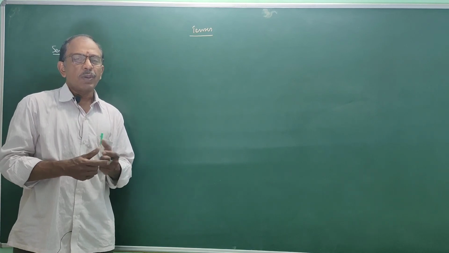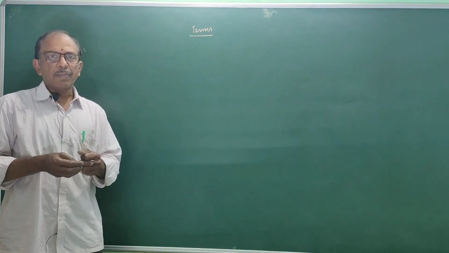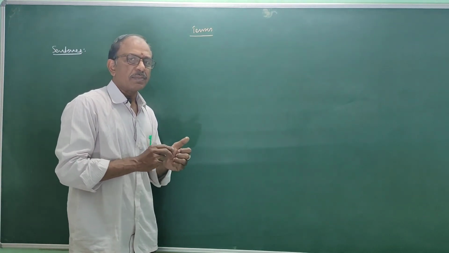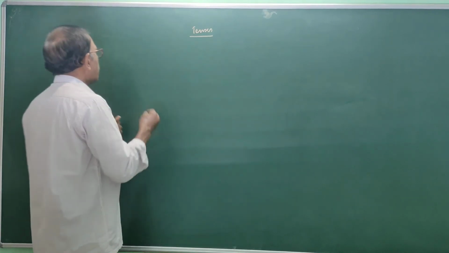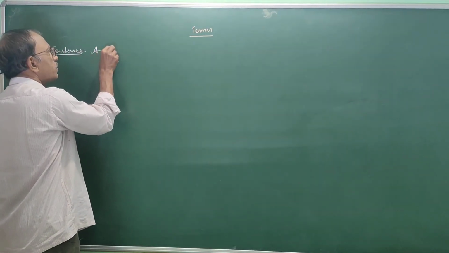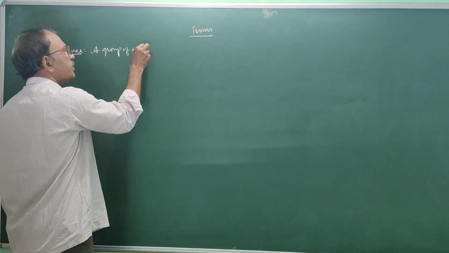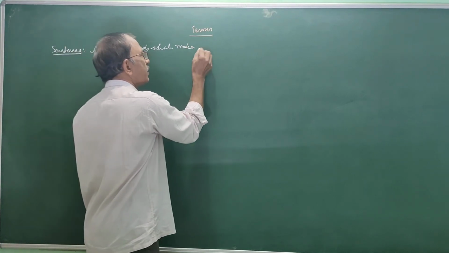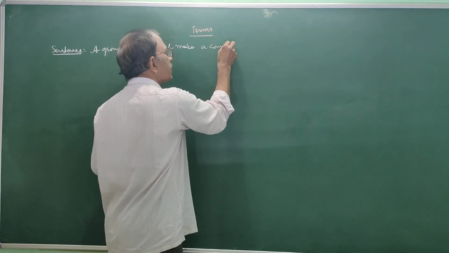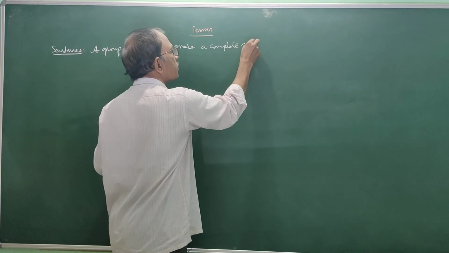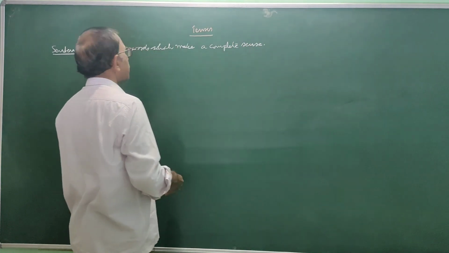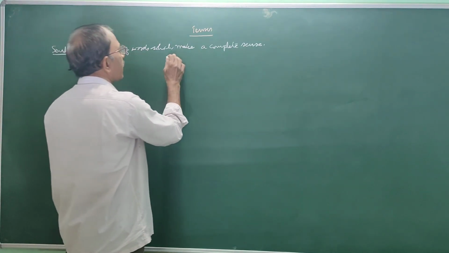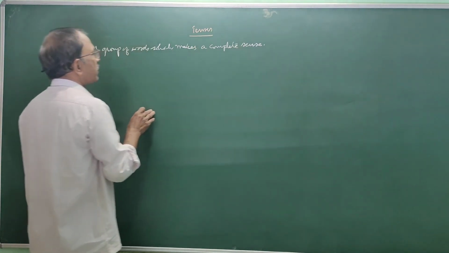Similarly, in English, we collect words and make a group of words so that they give you a sensible meaning. So, a group of words which make a complete sense. This is a sentence. Just a group of words which makes a complete sense.